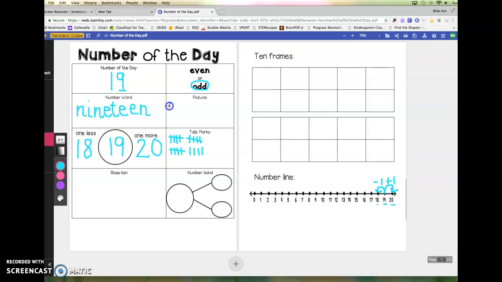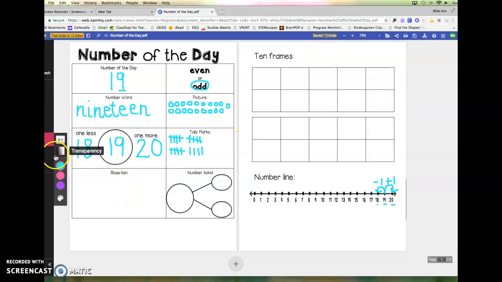So count with me. 1, 2, 3, 4, 5, 6, 7, 8, 9, 10, 11, 12, 13, 14, 15, 16, 17, 18, 19. So even when I draw all 19, you see it's still odd.